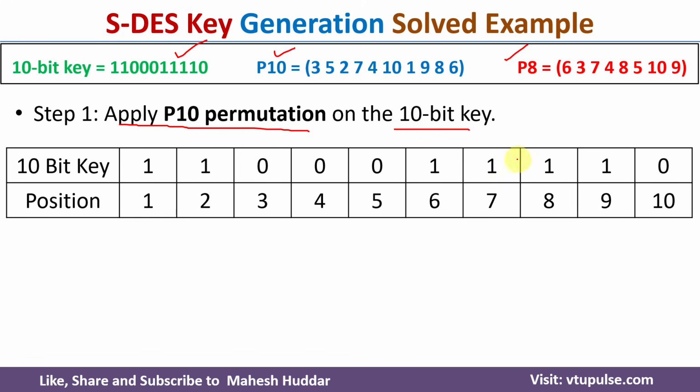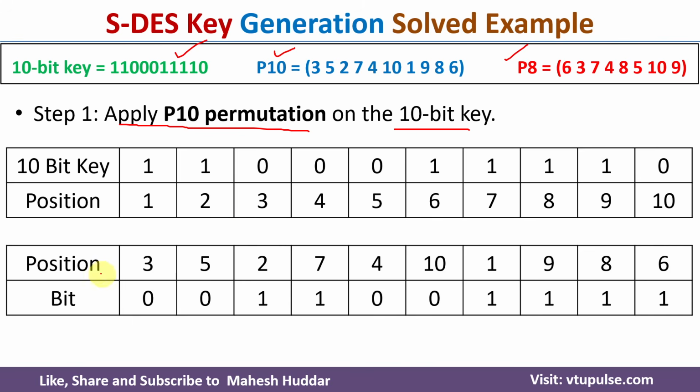So this is the 10-bit key and these are the original positions of that 10-bit key. First we need to apply the P10 permutation. These are the positions of the P10 permutation. It means that in the first position of the P10 permutation, we need the bit which is present in the third position. So this 0 has to come in the first position. Next, in the second position of the P10 permutation, we need the fifth bit which is present in the original 10-bit key. So this 0 has to come in the second position.